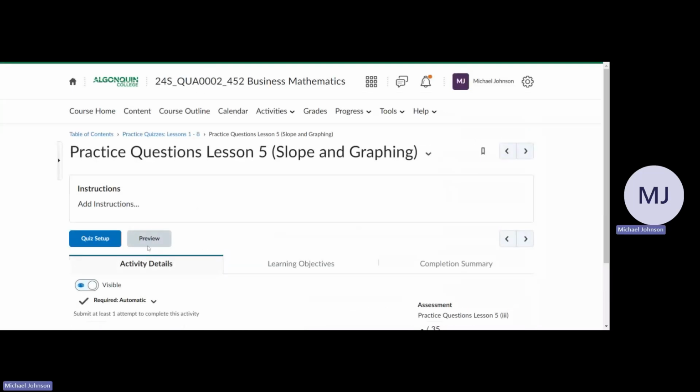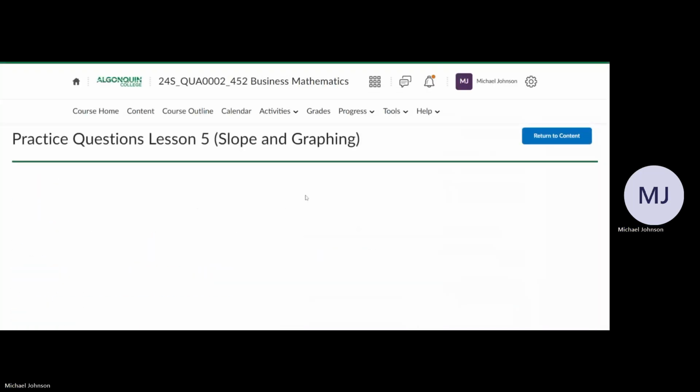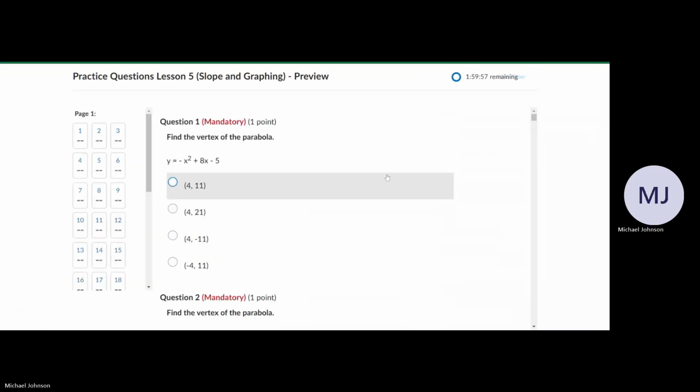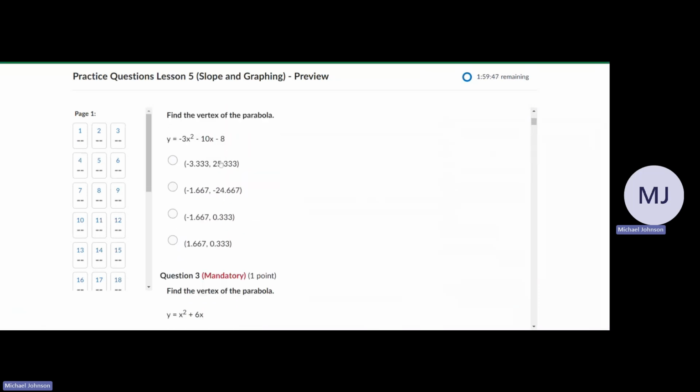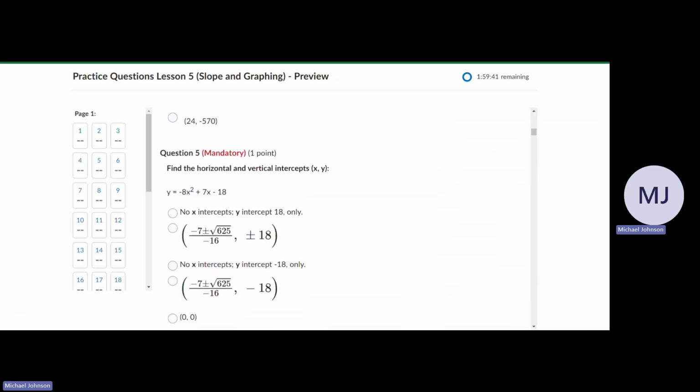And then slope and graphing. So here, vertex of the parabola, you want to use, so for this one, you want to use completing the square. That's very effective, and I'll post a few videos on that. Vertex of the parabola, completing the square again. Vertex of the parabola, completing the square. So finding the vertex, the best way is completing the square.